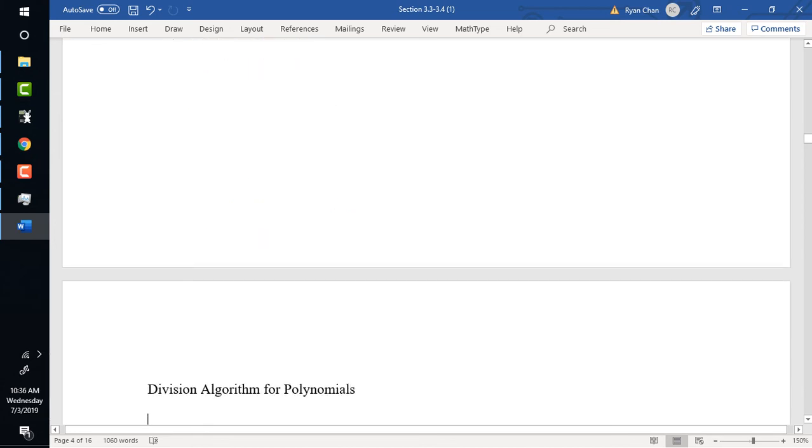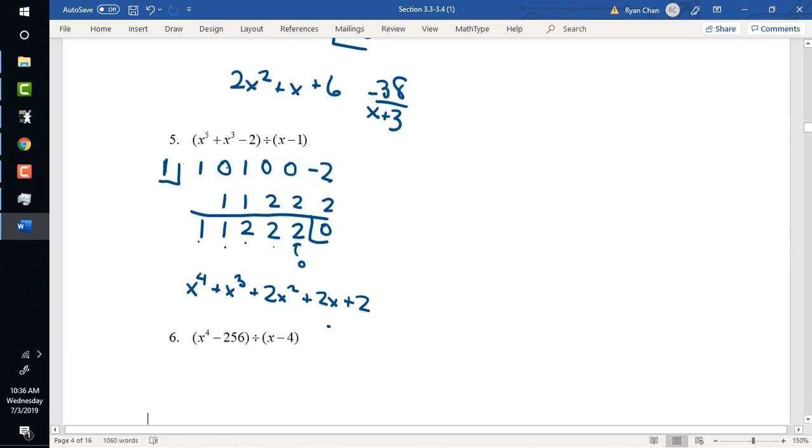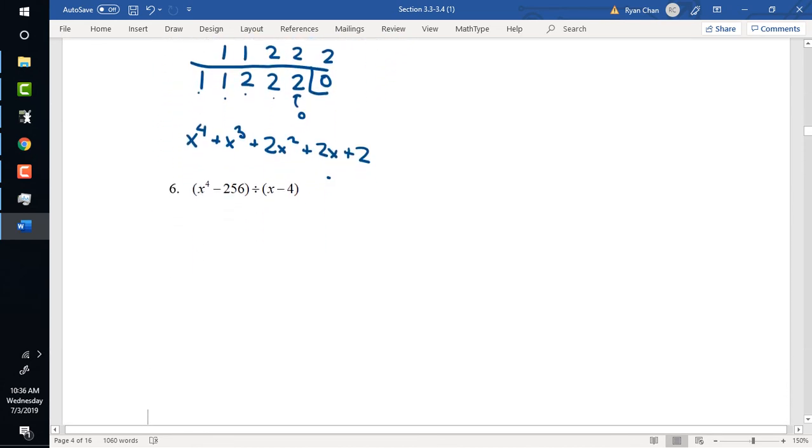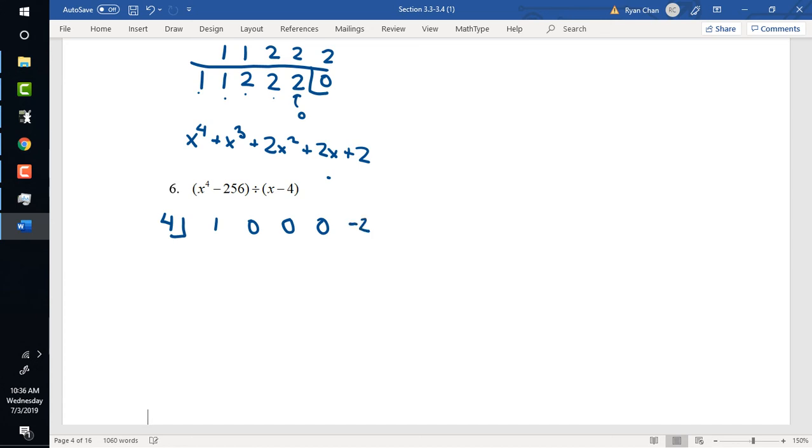Let's just do the very last one so that we'll call it a day. It's x to the 4th minus 256 divided by x minus 4. So this will be 4 right here. Because I don't have an x cubed, that will be 0. I don't have an x squared, that's a 0. I don't have an x, that's a 0. So x fourth, x cubed, x squared, x, and then negative 256.